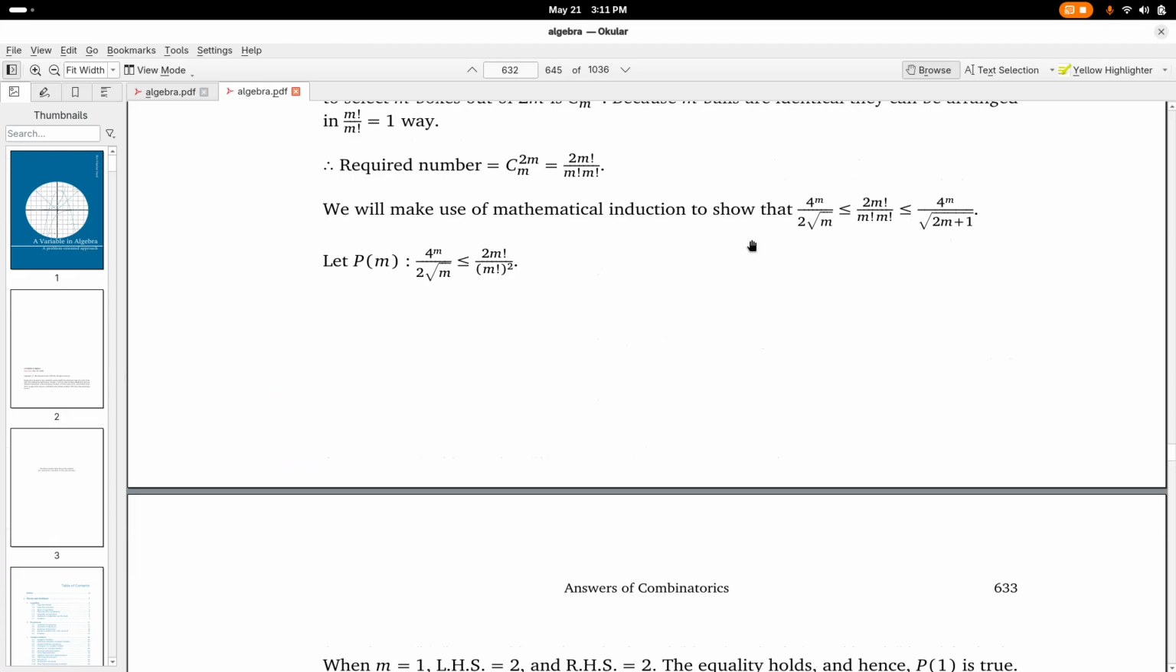We have not yet covered mathematical induction, so if you want, you can skip this problem. Okay? And you can come back to it later.